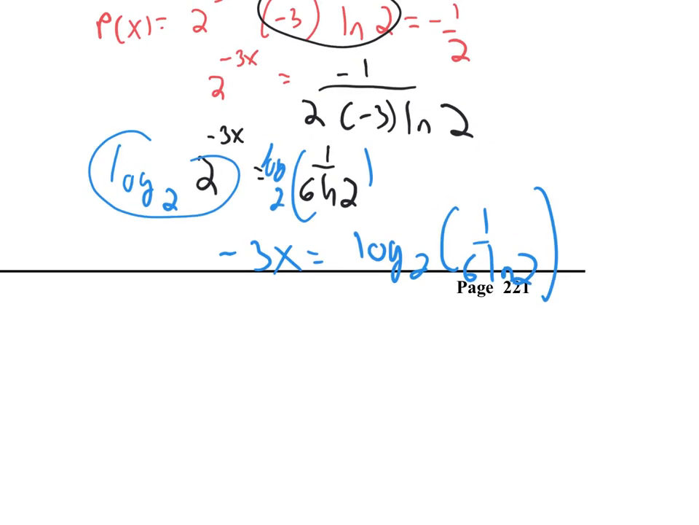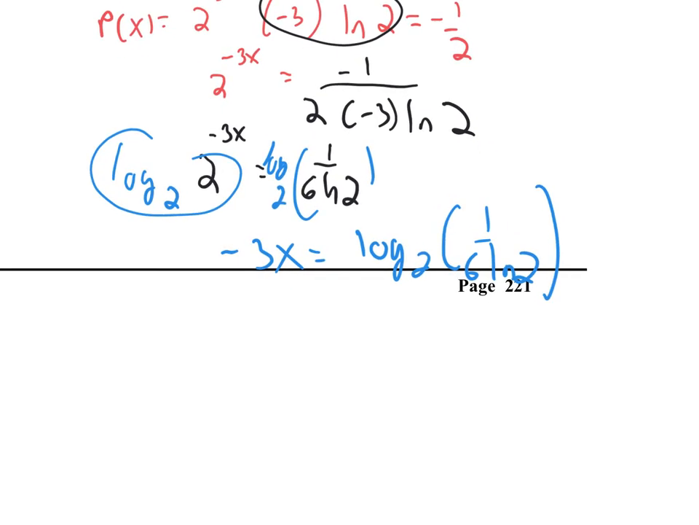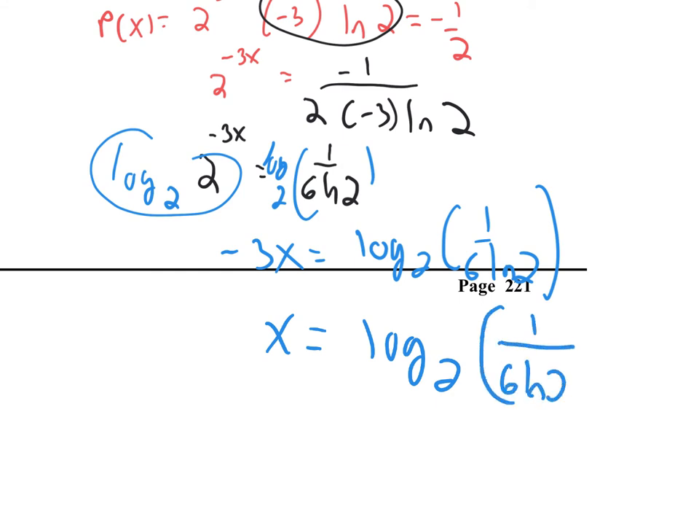which is not a pretty answer, but now I divide both sides by a negative 3. The answer would be log base 2 of 1 over 6 natural log of 2, all of that divided by a negative 3.